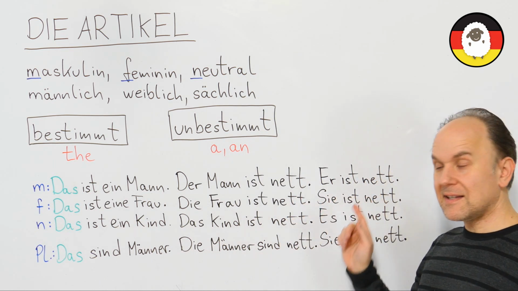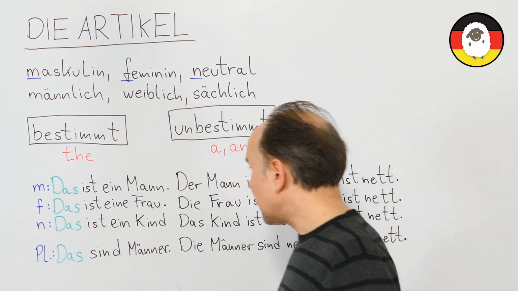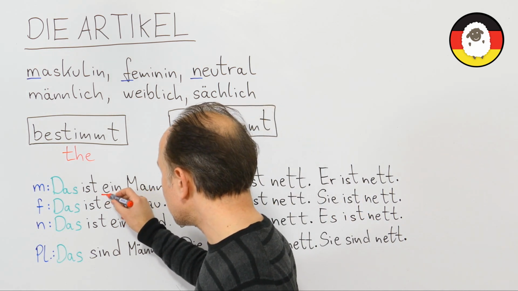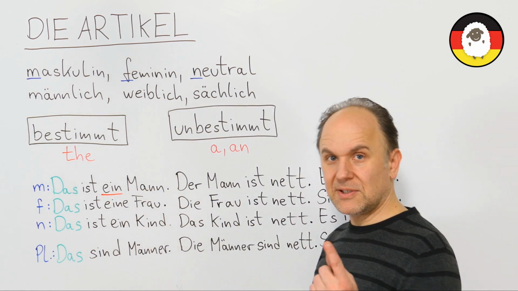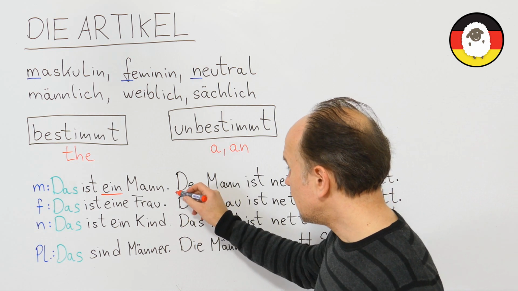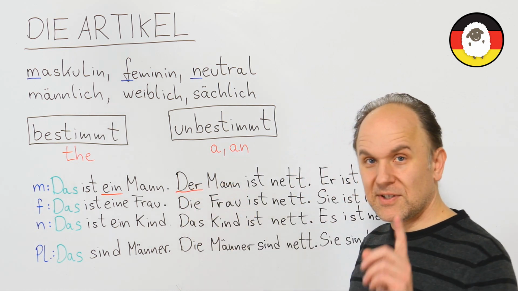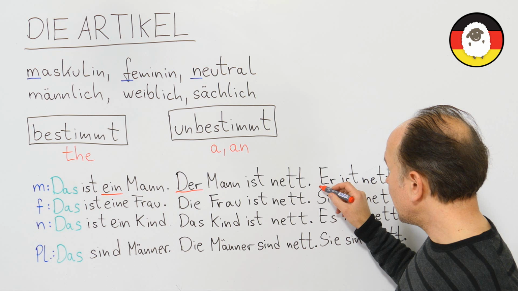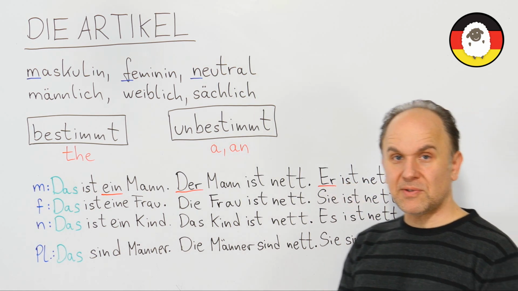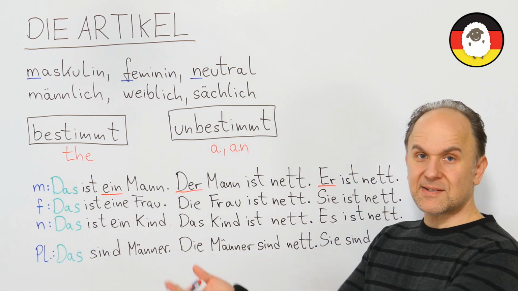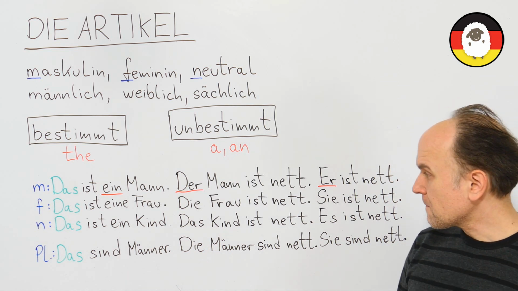He is nice. Er ist nett. Let me underline the three important words. Ein, masculine indefinite article. Der, masculine definite article. Er, personal pronoun. Er obviously is a man here, okay?